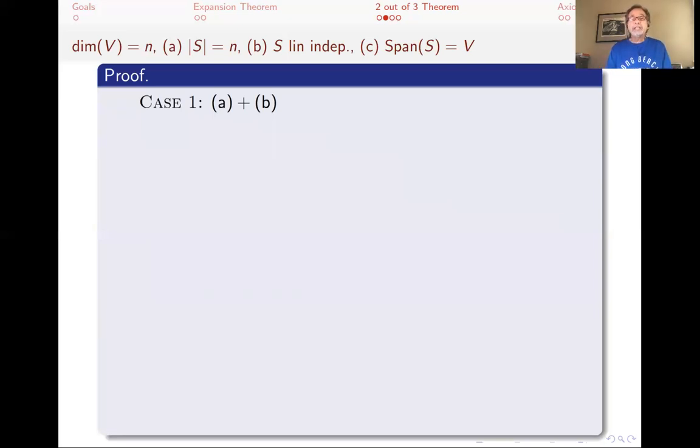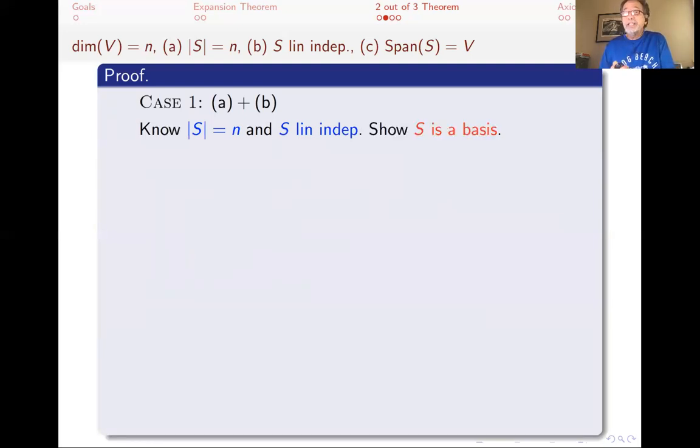So what if A and B are true? What if it has n elements and it's linearly independent? We don't know if it spans or not. The size of S, that absolute value sign we read as size of S, is n, and S is linearly independent. How do I prove that S is a basis? I have a linearly independent set, and whenever you have a linearly independent set, you should think of what?